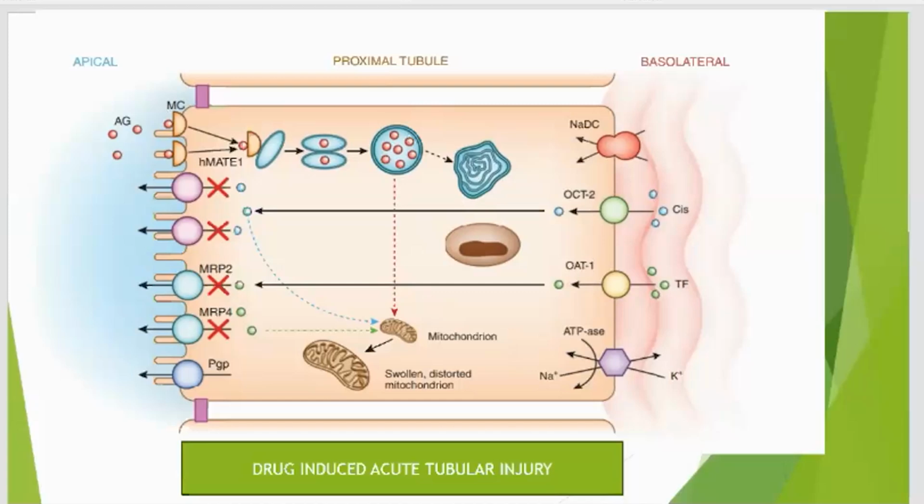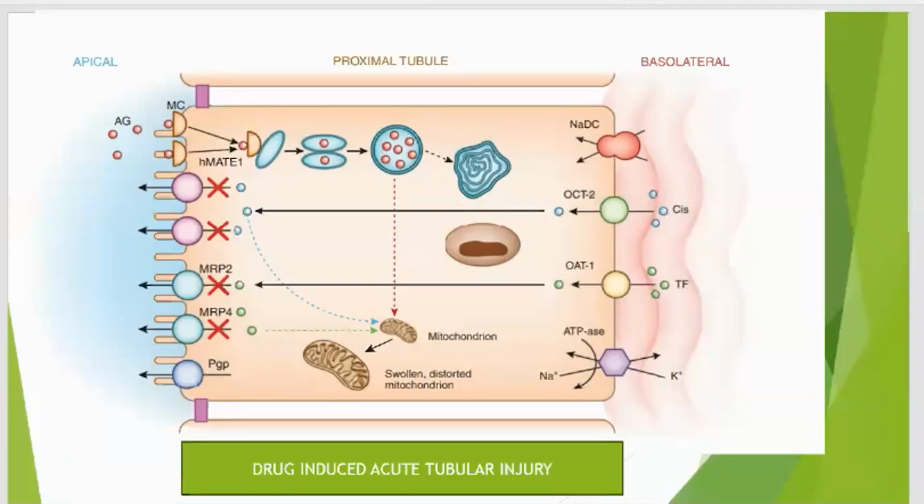The second mechanism is acute interstitial nephritis. Acute interstitial nephritis is an immune-mediated form of kidney injury characterized by infiltration of immune cells in the tubular interstitium. This can be diagnosed via biopsy only, and as per one study, 15% of biopsied patients with AKI had acute interstitial nephritis.